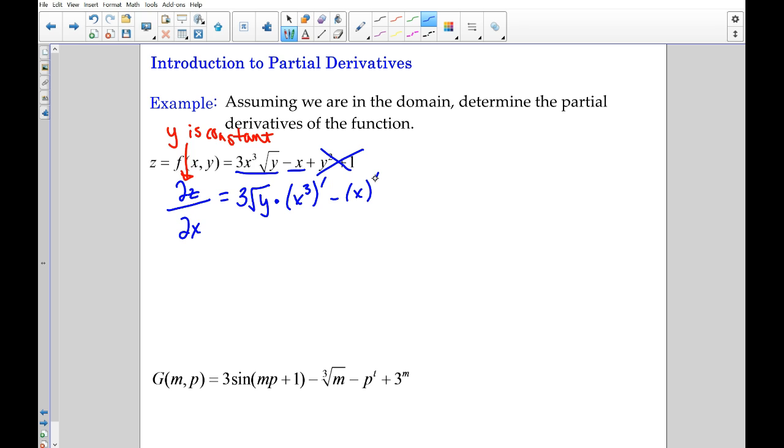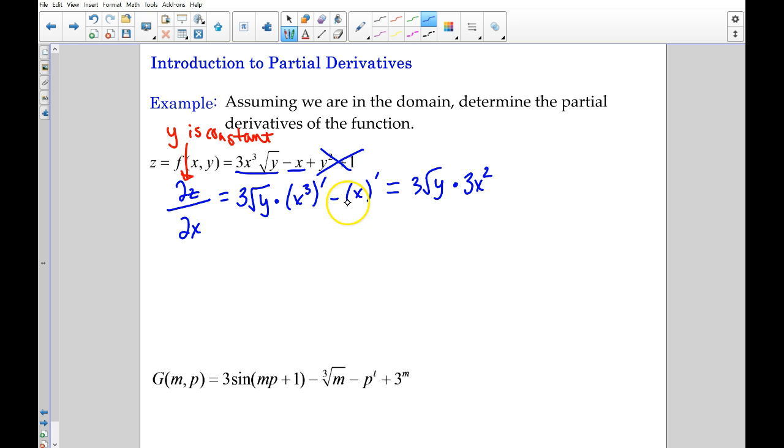When I do this, I end up getting 3 square root y, that is just a constant, I leave it alone, times the derivative of x cubed, which we know by the power rule is just 3x squared.